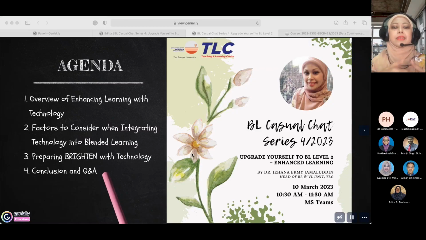So what we are going to see today, part of the objectives of this casual chat, is to again entice you with what enhancing learning is, the definition according to the BL specifications at UNITEN, and what are the factors to consider when we want to integrate the technology into our classroom. Hence, what are the things required when we want to catch the attention and grab the motivation from the students in our class, and also the limitations of the technology and tools.